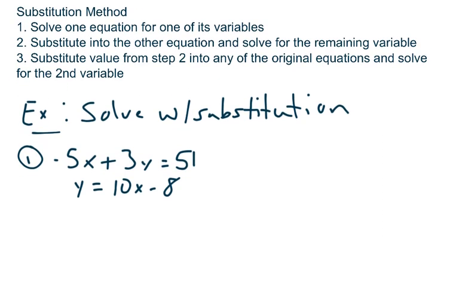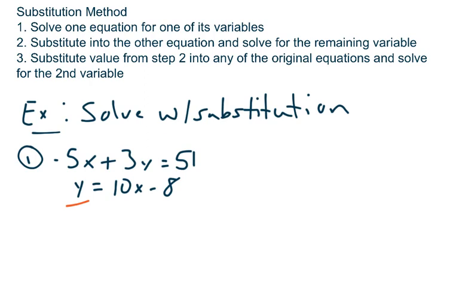Okay, so substitution method. Step number one says solve one equation for one of its variables. That could be either x, that could be y as well. It doesn't matter. Since this equation is already solved for y, we don't actually need to do step one. We can jump right to step two because the second equation in our system here is already solved for y.